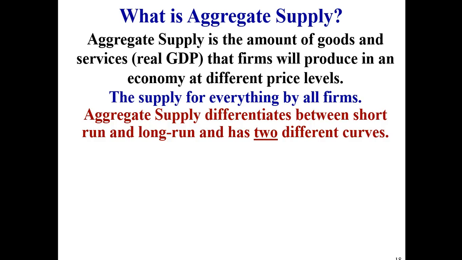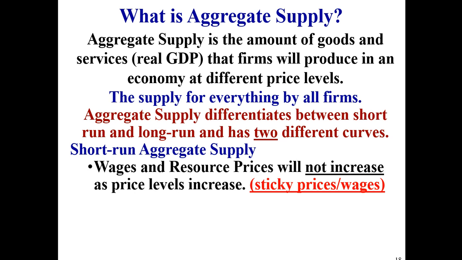And it differentiates between short run and long run. And so there are two aggregate supply curves that we'll look at. Really, there are three, but we'll mainly focus on two of them. And it's important to understand the difference. Short run aggregate supply, just by definition, tells us that in the short run, in the not quite immediate, but in the very near future, we're not going to experience wage and resource prices as the price level increases. And this is also known as sticky prices or sticky wages.